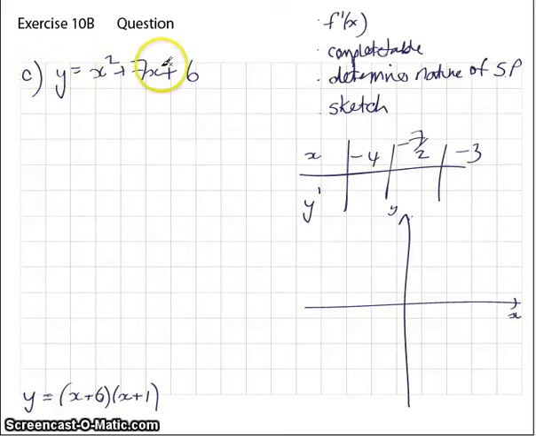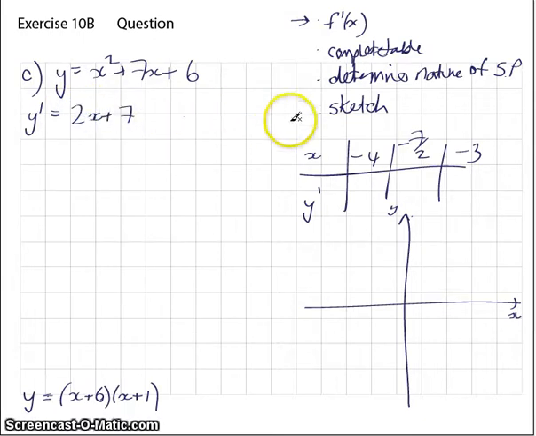Okay, so for this particular question, it wants us to find the derivative, so we'll do that first. Y dash is 2x plus 7. Then it wants us to complete the table. That's this table here. So I'm going to put in minus 4 into here. So I get minus 8 plus 1 is minus 7. That's a negative. Minus 7 over 2, well, that becomes minus 7 plus 7 is 0.